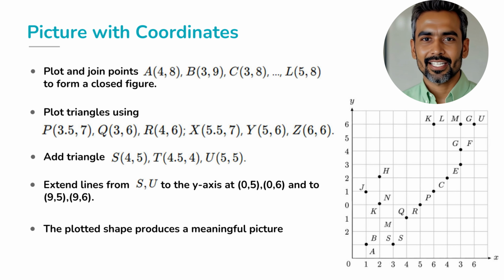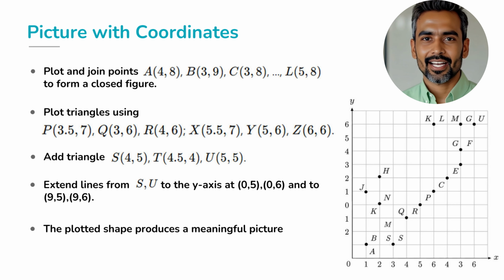Time for a fun activity. Imagine plotting a set of points, A (4, 8), B (3, 9), C (3, 8), all the way up to L (5, 8). Join them in order and you get a closed figure. Now, add small triangles using points P (3.5, 7), Q (3, 6), and R (4, 6). Do the same with X, Y, Z, and then S, T, U.